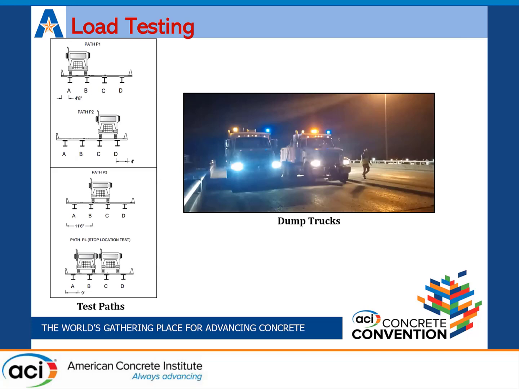4 different paths were chosen to record the strain response of the girders. For example, path 1 was chosen so that it can produce maximum strain on girders A and B. In the case of path 2, it can produce maximum strain response on girders C and D. And we performed the load test at night because there is less traffic at night, so we preferred that time.